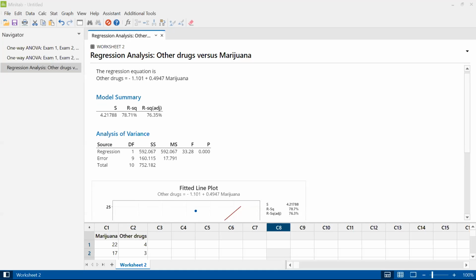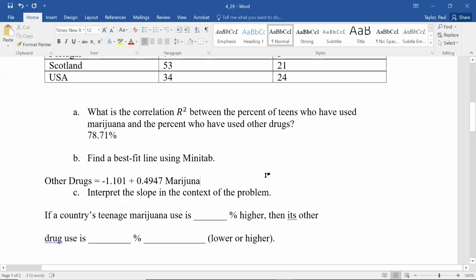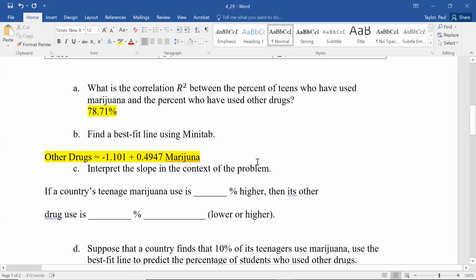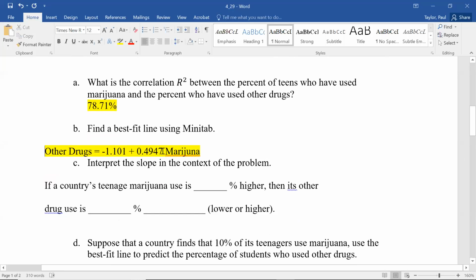Okay, so that's basically all the information I want to pull off of this screen. So let's flip back over to the Word document and see what stuff we have to answer. So I pulled in this 78.71 and my formula here. The slope is the number multiplying the variable, right? In y equals mx plus b, m is multiplying the x, and that is the slope.